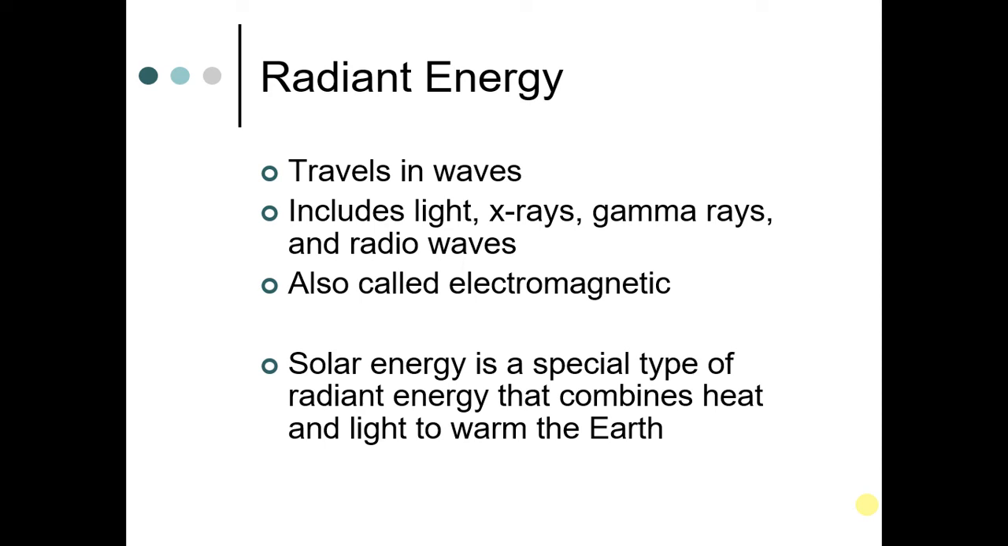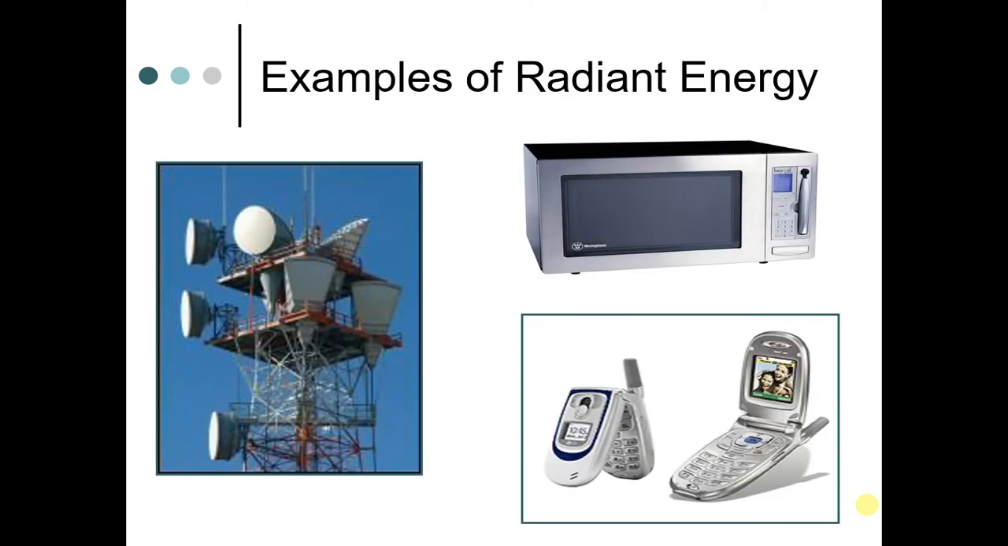Solar energy is a special type of radiant energy that combines heat or thermal energy and light from the sun that warms the earth. So here are some different examples of radiant energy. A radio tower, cell phone, microwave, all have to do with transmitting energy mainly through electromagnetic waves.